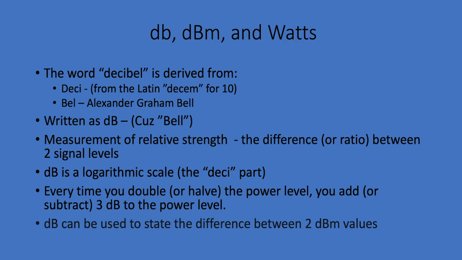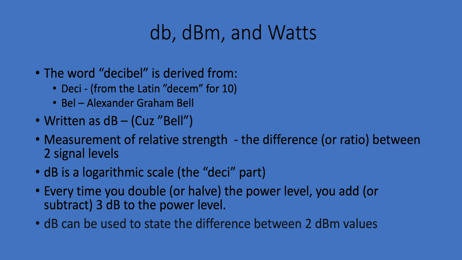And a dB is a measurement of relative strength, and it can be multiple units. It's the difference or ratio between two signal units. So something that has a signal of 30 dBm and something that has a signal of 10 dBm, there's 20 dB difference. Notice I said dBm and dB both in that sentence.